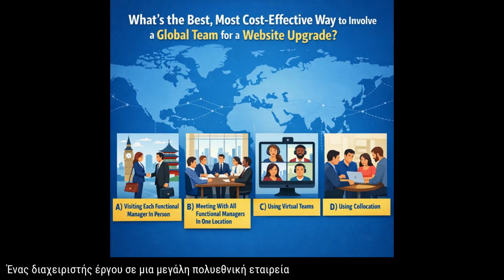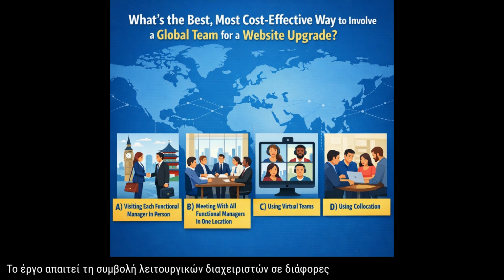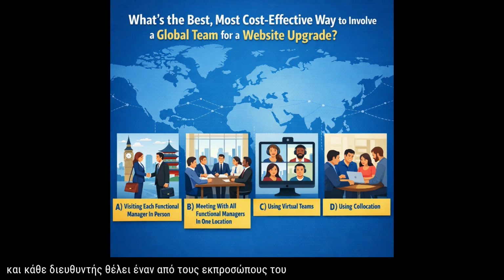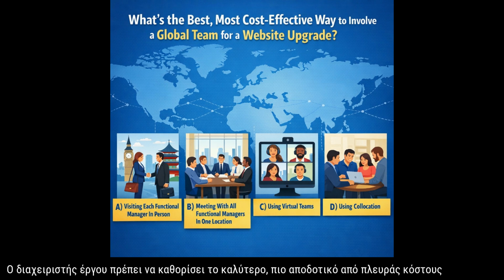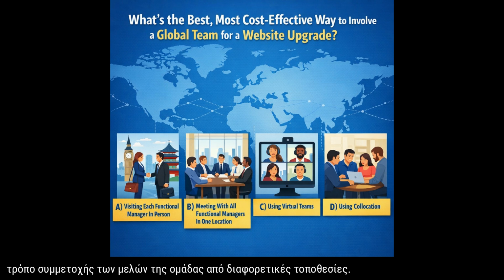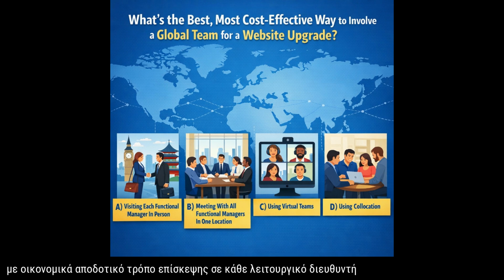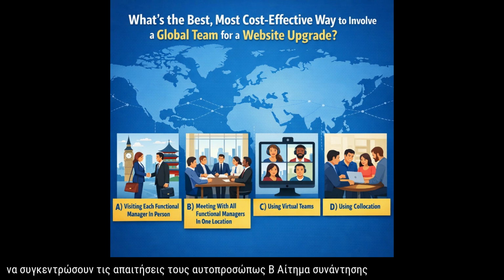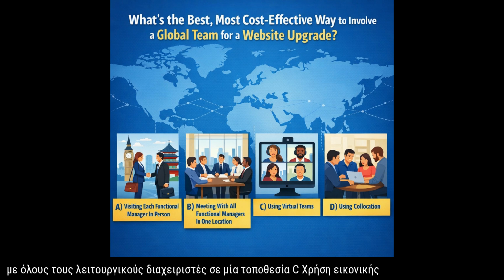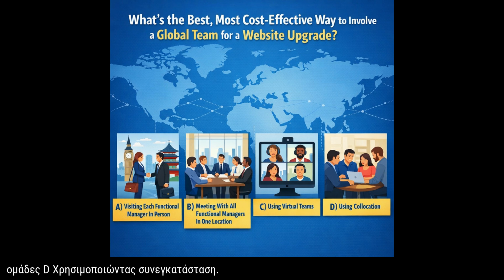A project manager at a large multinational corporation has been tasked with upgrading the company's website. The project requires input from functional managers across various countries, and each manager wants one of their representatives to participate on the project team. The project manager must determine the best, most cost-effective way to involve the team members from different locations. What is the best tool or technique for handling this scenario in a cost-effective way? A, visiting each functional manager to collect their requirements in person. B, requesting a meeting with all functional managers in one location. C, using virtual teams. D, using collocation.